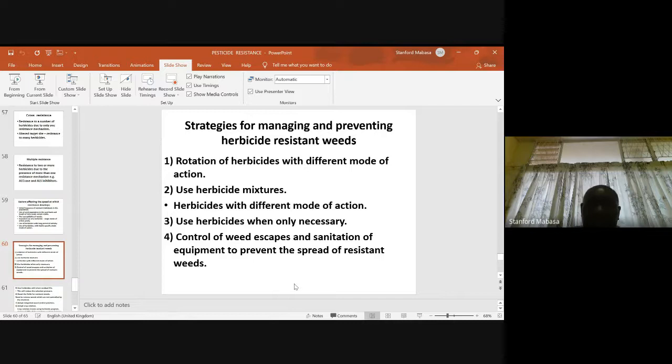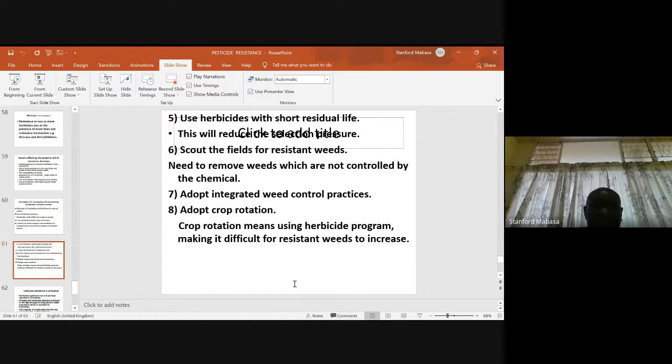We should practice sanitation of equipment to prevent the spread of resistant weeds. So we should clean our equipment so that it's free of weed seeds. We should try to use herbicides with a short residual life. So this can probably reduce selection pressure. We should scout the fields for resistant weeds. Need to remove weeds which are not controlled by the chemical.